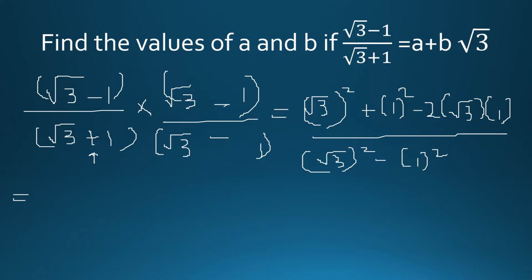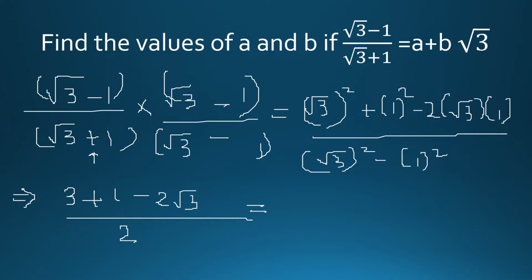So if you solve it, root 3 square, whenever you multiply the same roots, root 3 into root 3, you get 3. Plus 1 square is 1. Minus 2 root 3 ones are 2 root 3. In the denominator, what have you got? Root 3 square is 3, minus 1 square is 1, so you got 2. If you simplify it more, these are like terms, 3 plus 1 is 4, minus 2 root 3 by 2. Now 2 is in the denominator with both 4 and 2 root 3. So 4 by 2 will give you 2, minus 2 root 3 by 2 will give you root 3.